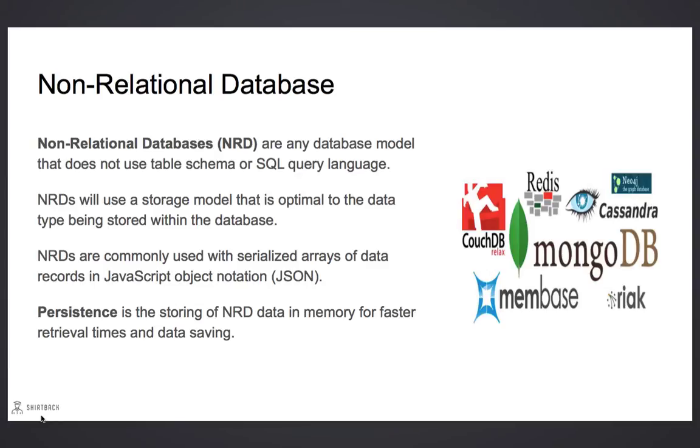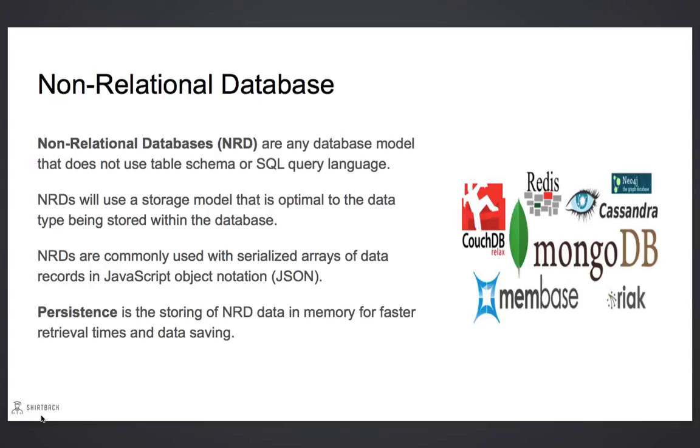Non-relational databases are sometimes abbreviated as NRD. They are database models that do not use table schema or the SQL query language. Non-relational databases will use storage models that is optimal to the data type that they need to store within its database. One common NRD type is JavaScript Object Notation, sometimes abbreviated as JSON. JSON is a serialized array of data records.